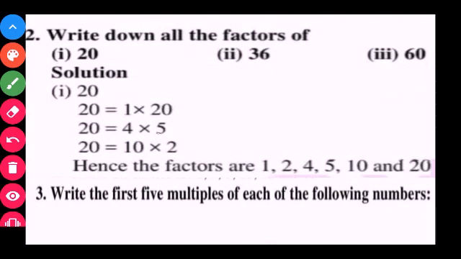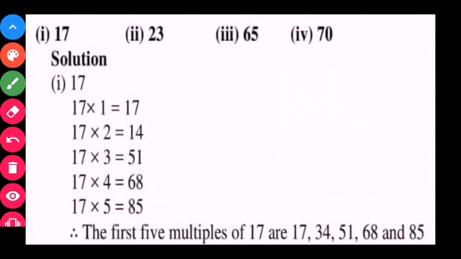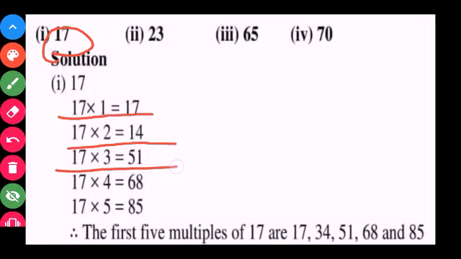Question is given: write the first 5 multiples of the following numbers. So multiples of 17. You know how to find multiples, by multiplying a natural number to that number. So to get multiples of 17, you will multiply by the first 5 natural numbers. So 17 into 1 is 17, 17 into 2 is 34, 17 into 3 is 51, 17 into 4 is 68, 17 into 5 is 85.